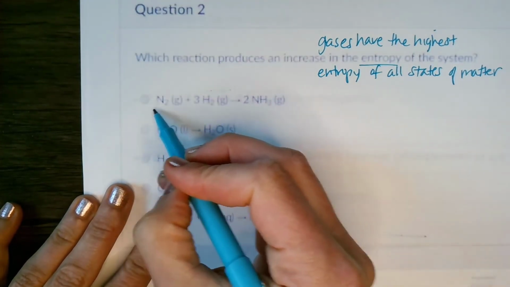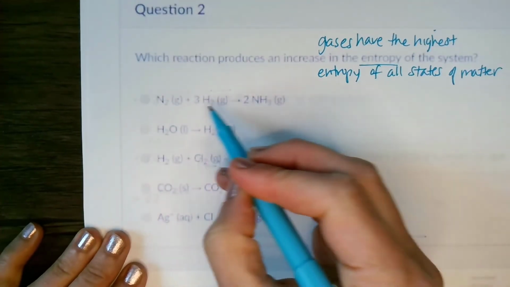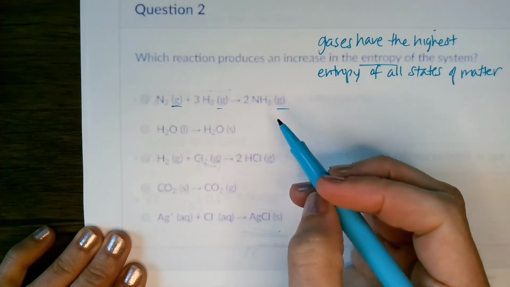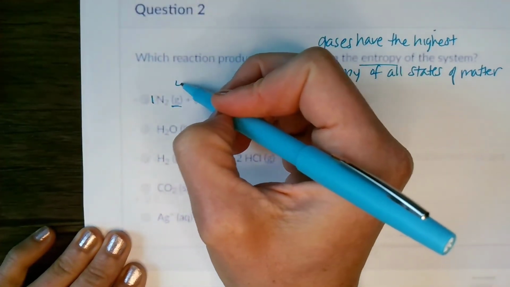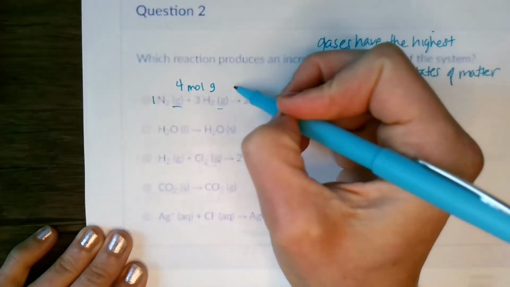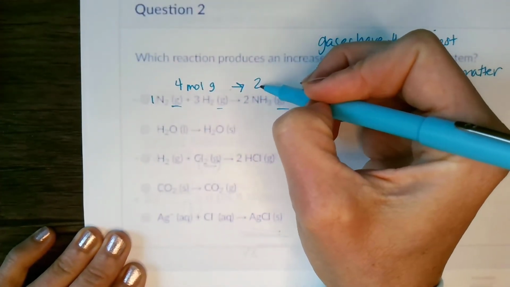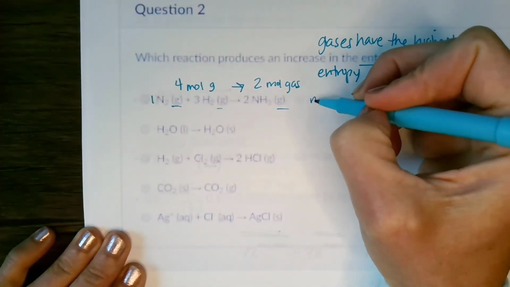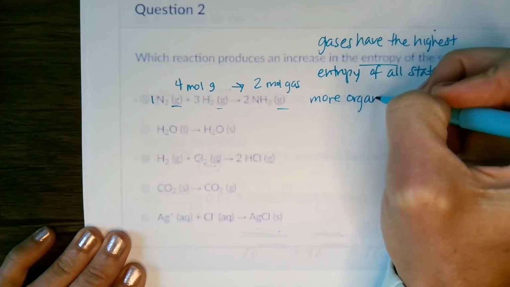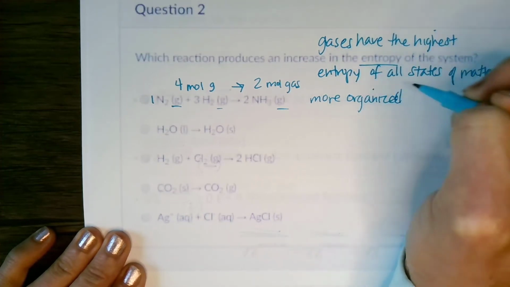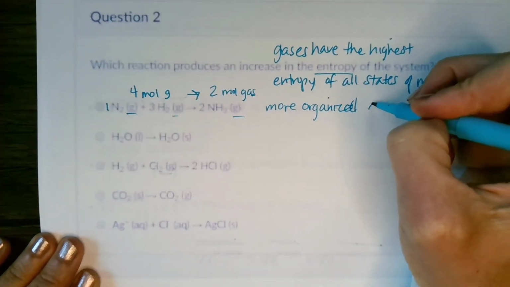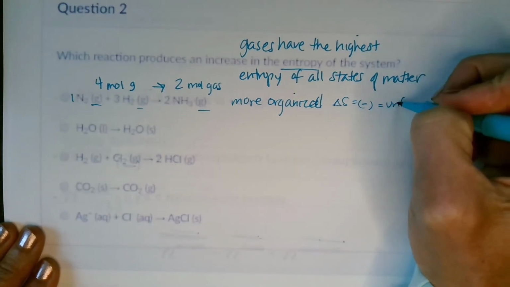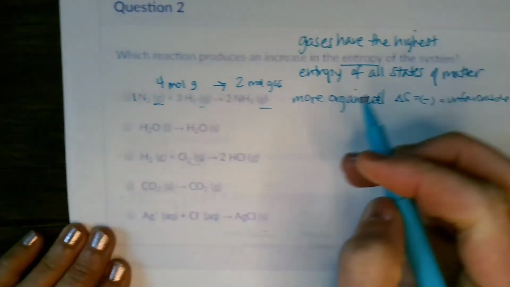Okay, so let's look at this. We have N2 plus 3H2 to give me 2NH3. They're all in the gas state. But if we look here, I have 1 mole of gas plus 3 moles of gas. I have 4 moles of gas combining to create 2 moles of gas. So this is becoming more organized. All right, so our delta S is going to be negative, right? That is unfavorable.